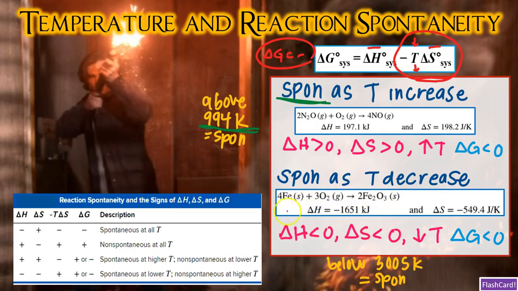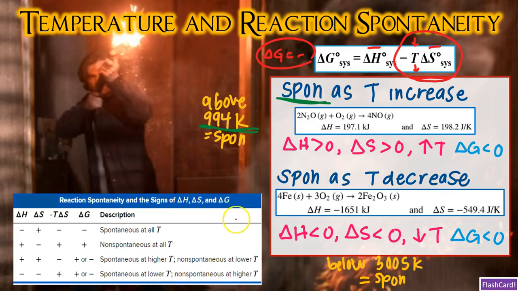That's going to have a delta H value that's negative and a delta S value that's negative. As you go ahead and decrease temperature, then you're going to end up having a spontaneous reaction. And scientists find that below 3005 Kelvin, this reaction is spontaneous. So you could also say that exothermic reactions with decreased entropy become spontaneous with decreasing temperature. And we will be learning how to calculate these temperature values so that we can figure out above or below it, will it be spontaneous or non-spontaneous? We're going to get into that soon.